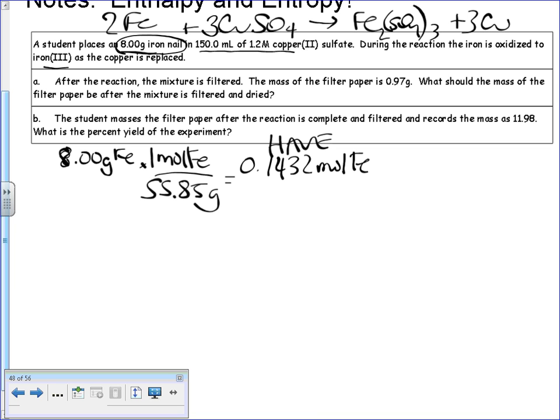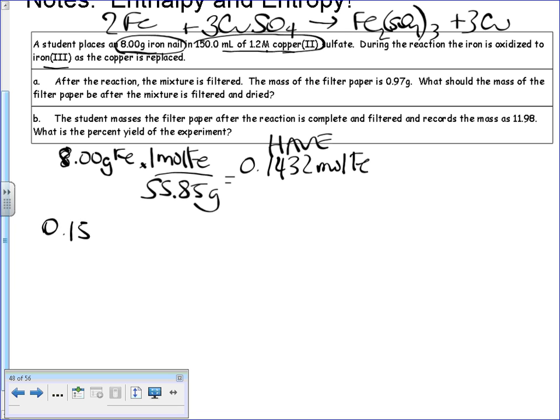Okay, now we have to consider the next reactant. And how do we consider that? That says 150, by the way. How do we do this one to get moles? Together now. That's when you do the times thing. Okay, so this big M means moles over liters. So what do I need to do to 150 milliliters first?